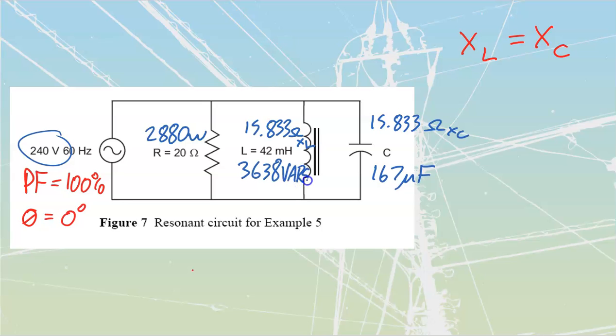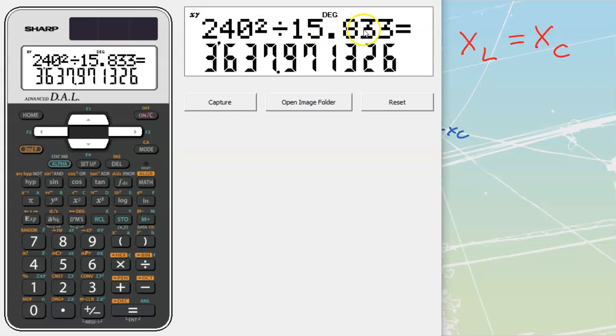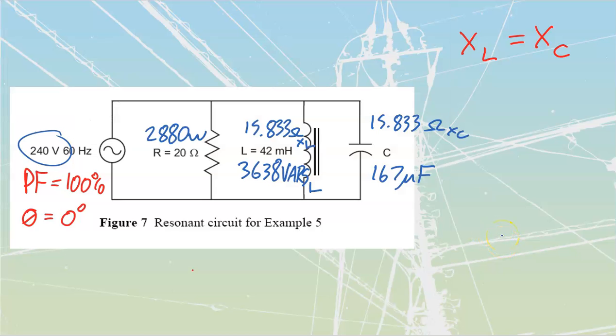I am going to identify these as vars L, because I've got an equivalent number, due to the fact I've got the same XC, and it's the exact same calculation that we would have, 240 squared over 15.833. I'm going to have the exact same number of vars C here, 3638 vars C over here.